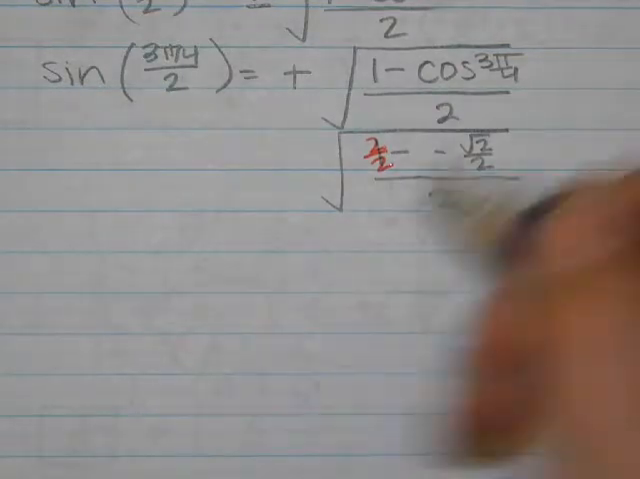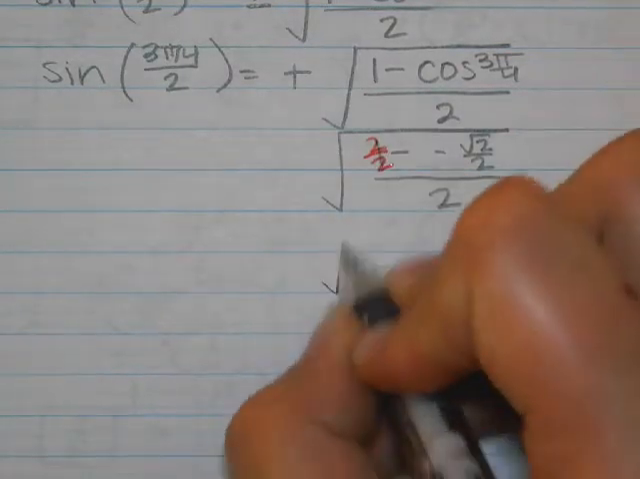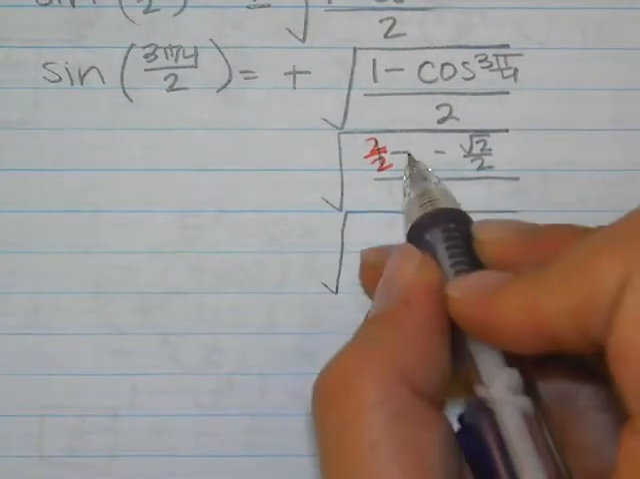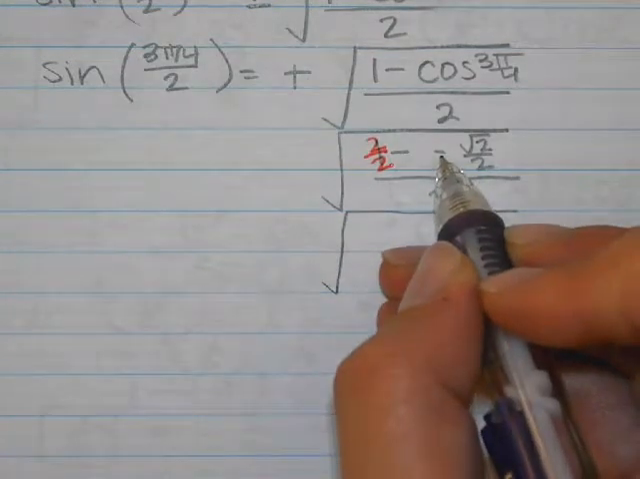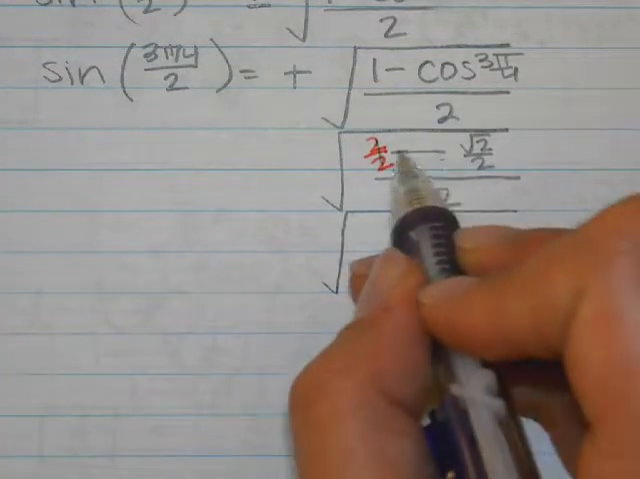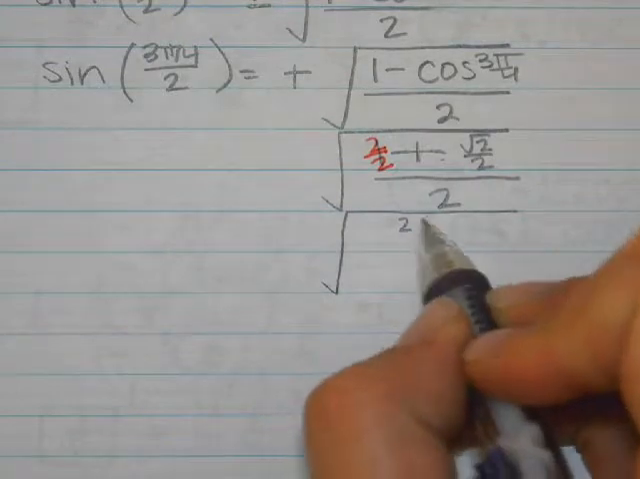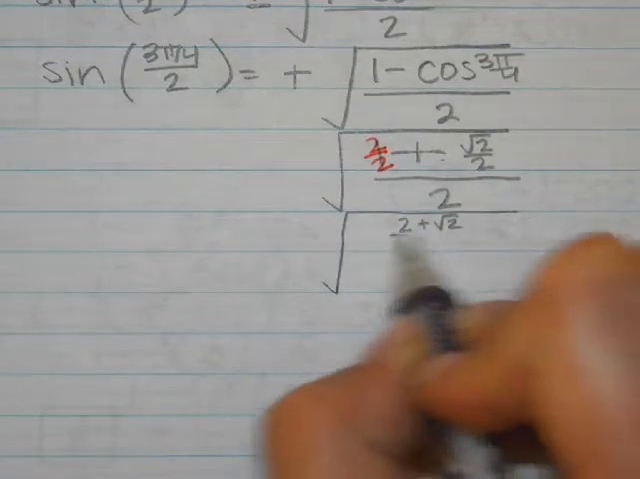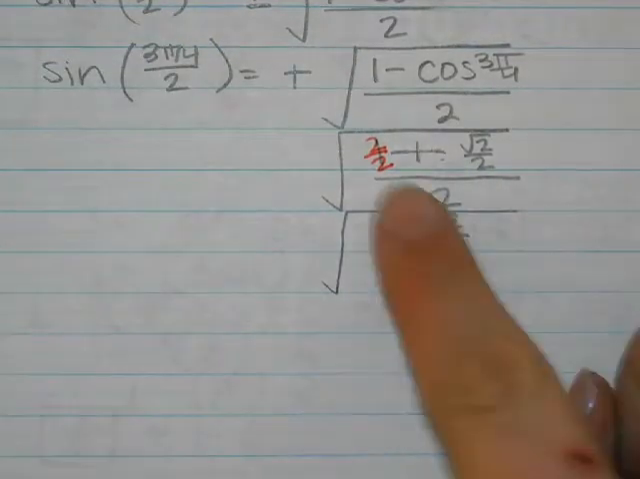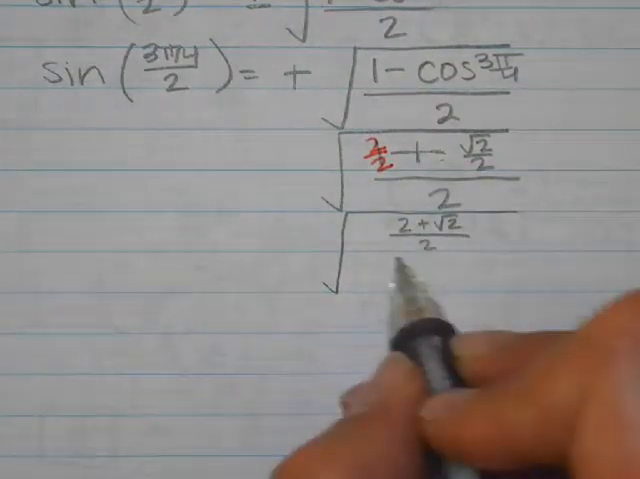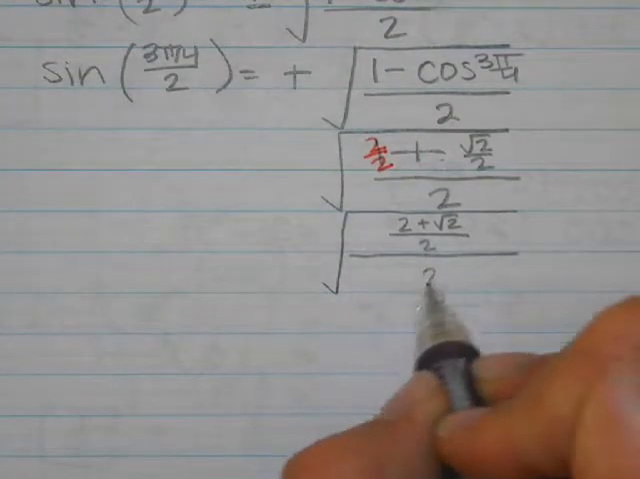So on the top of the fraction, what happens with this minus minus? Plus, right? Minus minus makes a plus. So we have 2 plus root 2 over 2, right? That's the top. And then we are still dividing by 2.